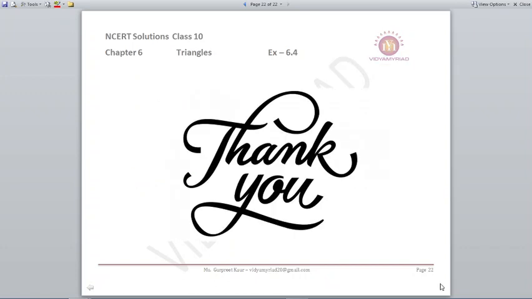That's all for this exercise, children. This was a very easy exercise. You should know 6.3 first, the similar triangles, that when the triangles are similar, it means their corresponding angles are equal and their corresponding sides are in proportion. So we are using these for the areas also. When triangles are similar, their areas will be in the ratio of the square of their corresponding sides.